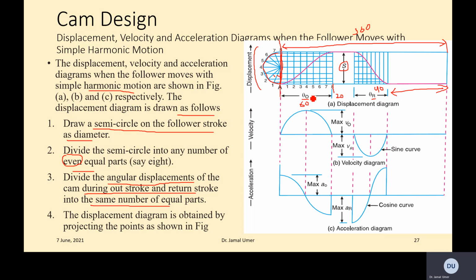Once we decide the outward angle is 60 degrees, you just divide it in equal parts, equal spacing. Once you have equal spacing, you split it into the same number of sections. So it was 8 for this semicircle. This semicircle is the vertical displacement of the follower. So this is done. Then we have the cam. This part is for the cam rotation, and this has also been done in equal parts. So we do the forward, outward, or return, both with the same number of parts.